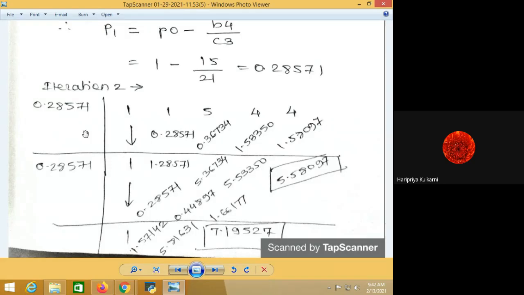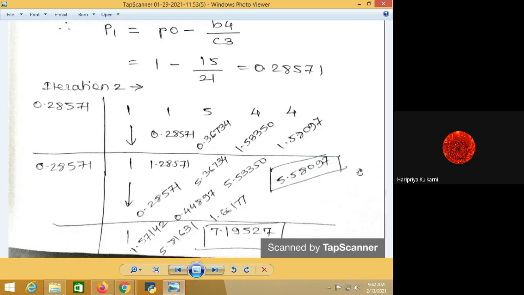1 into 0.28571 is 0.28571. Both are positive, so this is additive. Then this into this will give us 0.36734. Plus 5, so it is 5.36734. Then this into P1 will give us 1.53350. Both are additive, so it will be 5.53350. This into P1 will give us 1.58097, plus 4, so it will be 5.58097. So this is our B0, B1, B2, B3, B4. This is your B4 term.